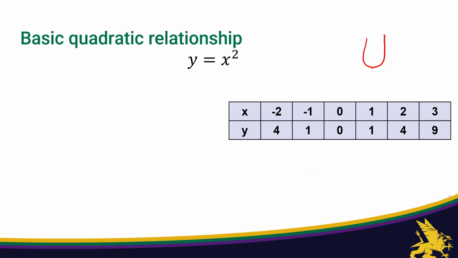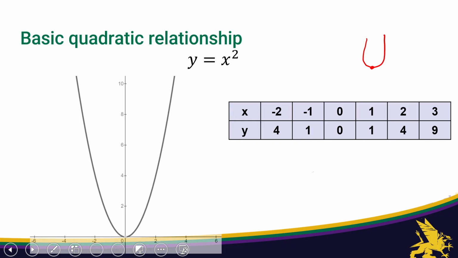So it's always going to be a minimum here. So it's a minimum when our coefficient of the x squared is positive. If we look at that, we can see it's starting at 0, that's our turning point, and it's going up the same amount, the same slope on each side.